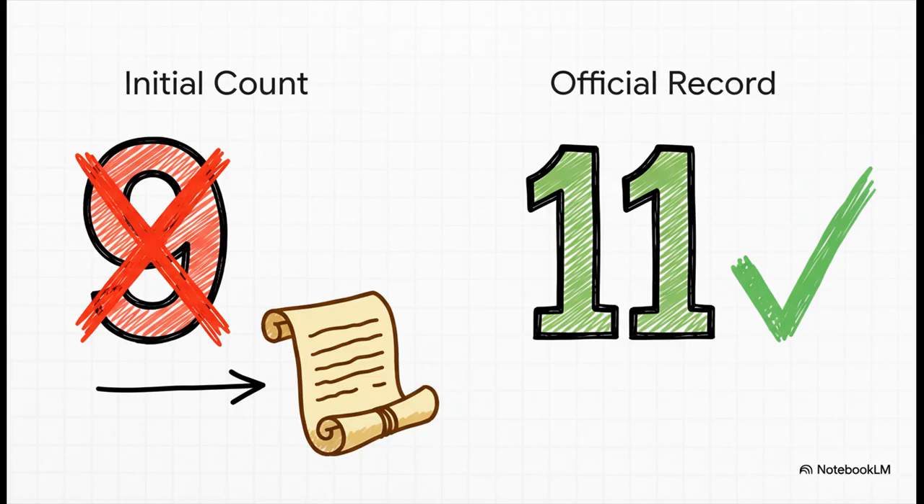A little while later, when the official meeting minutes get sent out, the numbers have changed. The official record now says that 11 votes were cast for dissolution. So wait a minute, how did 9 suddenly become 11? A vote that looked like it failed had now officially passed.